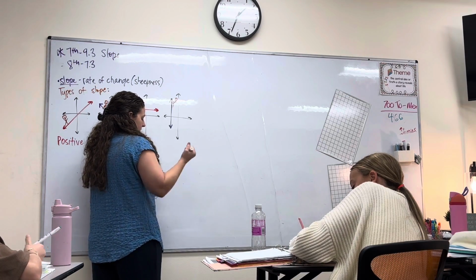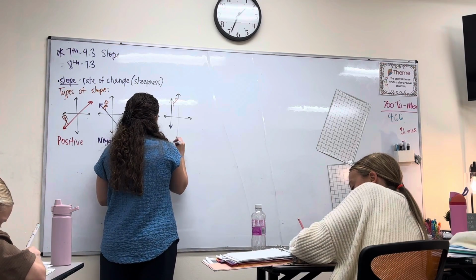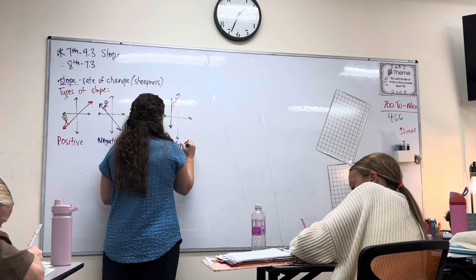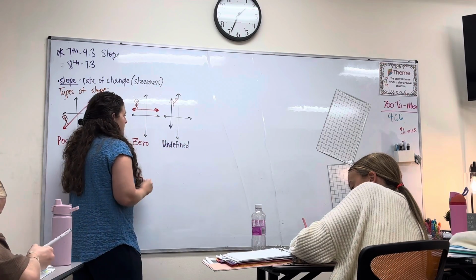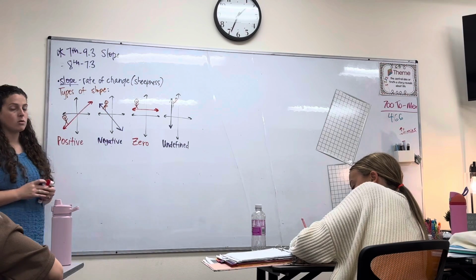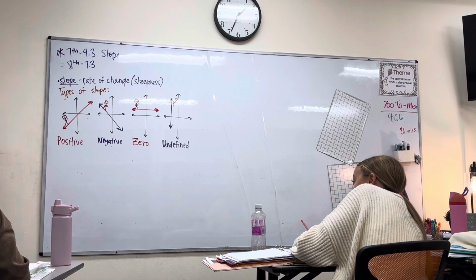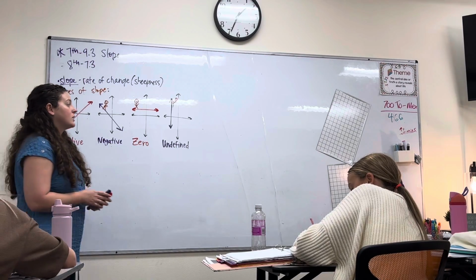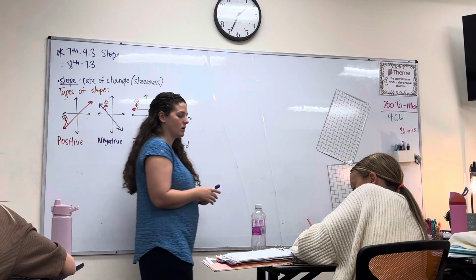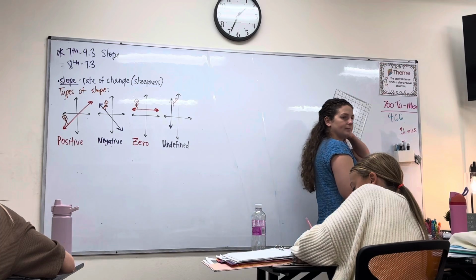He's gonna die regardless. Undefined. So he is not Spider-Man. He cannot hang on to the side of a wall. He would just fall to his death. So that slope is impossible to climb up, impossible to climb down. So that slope, that steepness is called undefined.